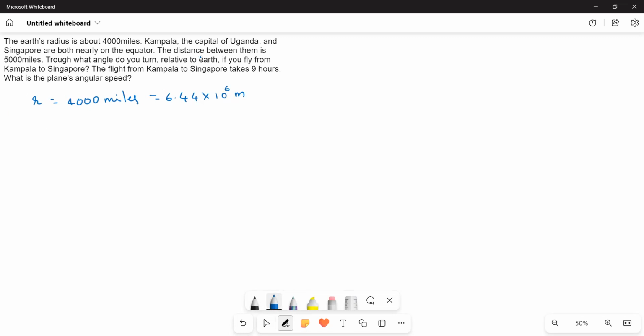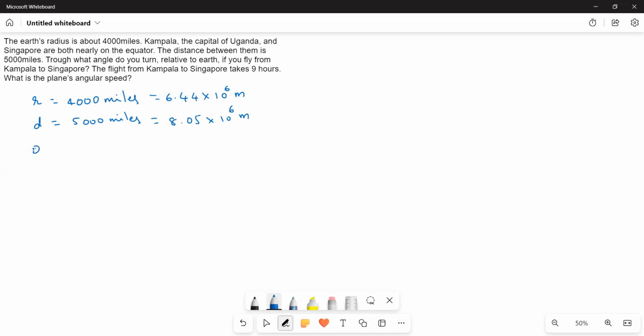Okay. And then the distance is equal to 5,000 miles. So that means 8.05 × 10^6 meters.